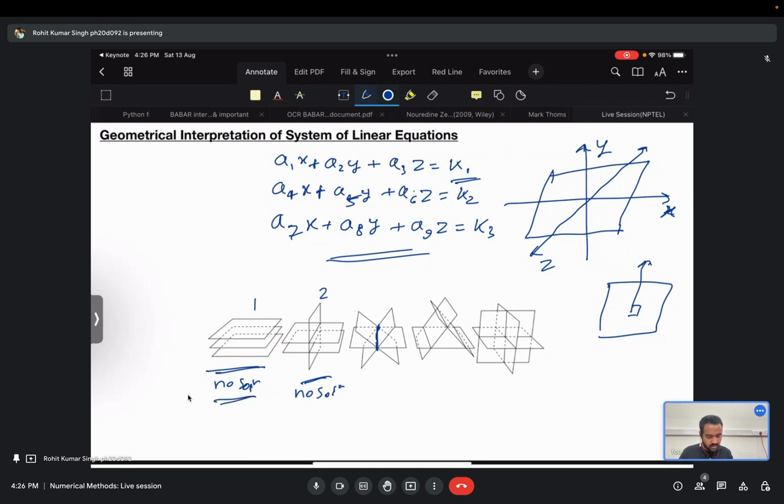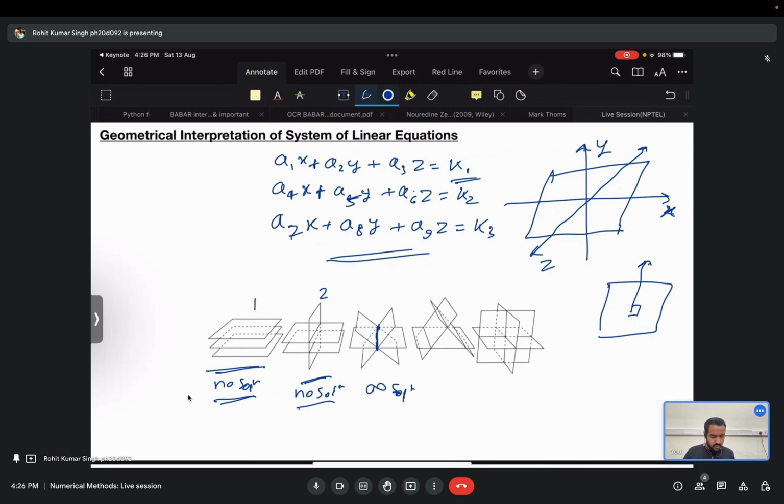In the second case, one was intersecting the other two, but the other two were isolated. But here all the three are intersecting each other, but on a line. So that's why you have an infinite set of points. A line is what? A line is an infinite set of points, right? So you have infinite solutions here.